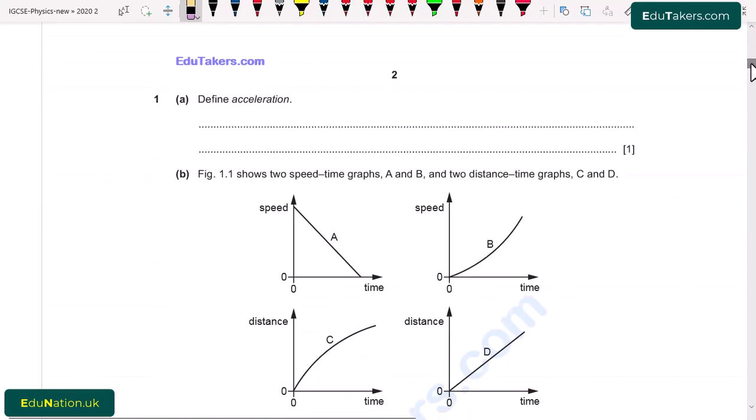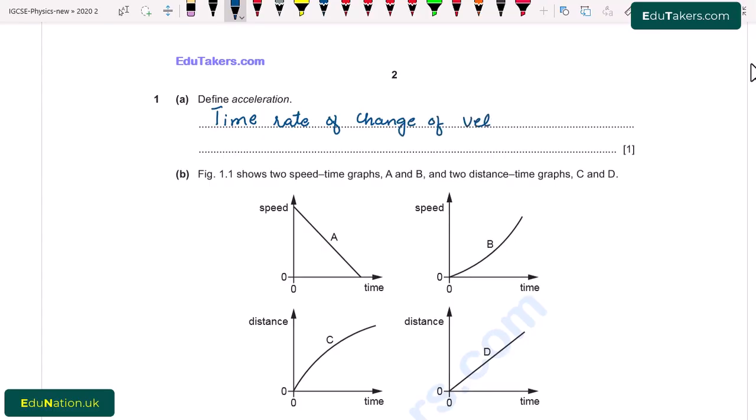Question number 1, Part A. Define acceleration. Acceleration is defined as the time rate of change of velocity of a body, or it may be defined as the gradient of velocity. So I write here: time rate of change of velocity of body.